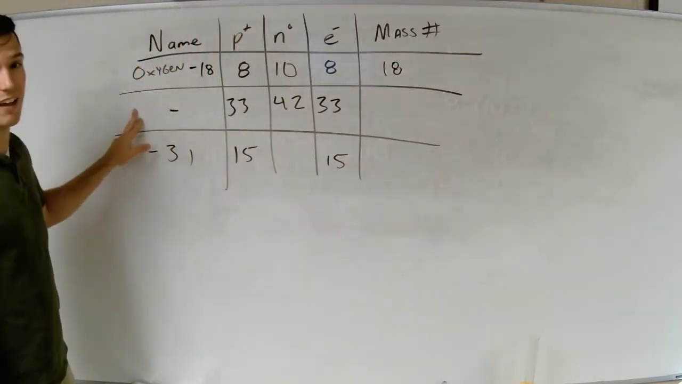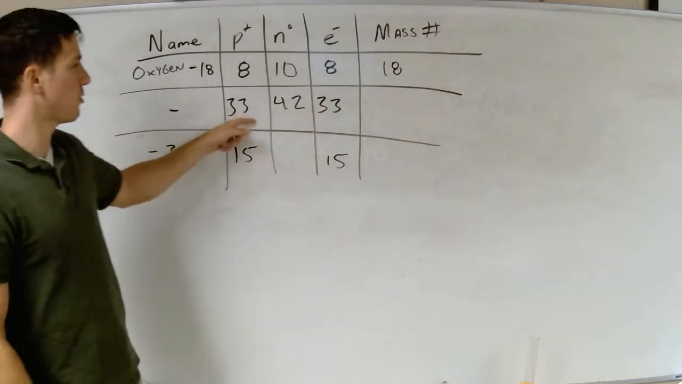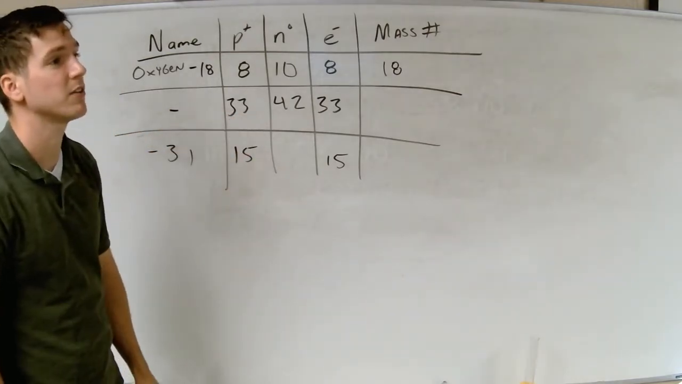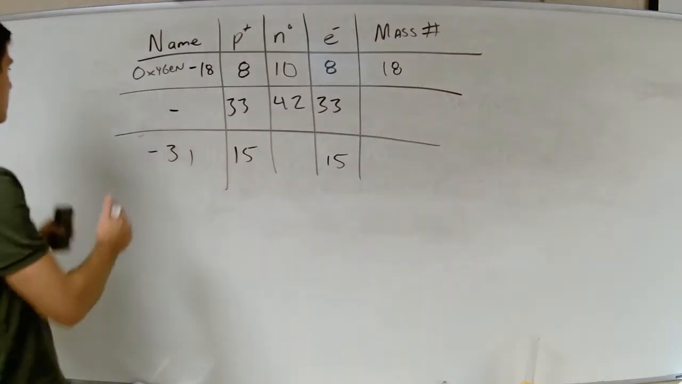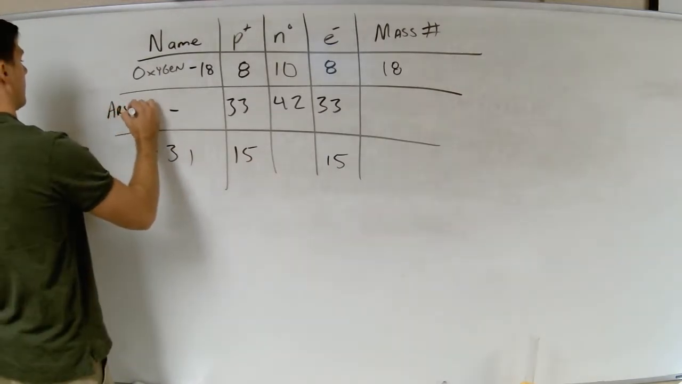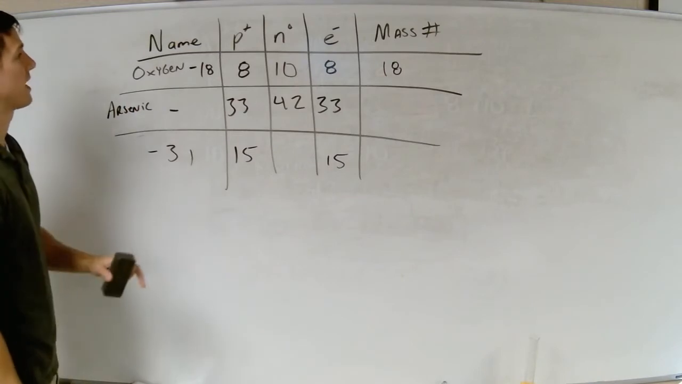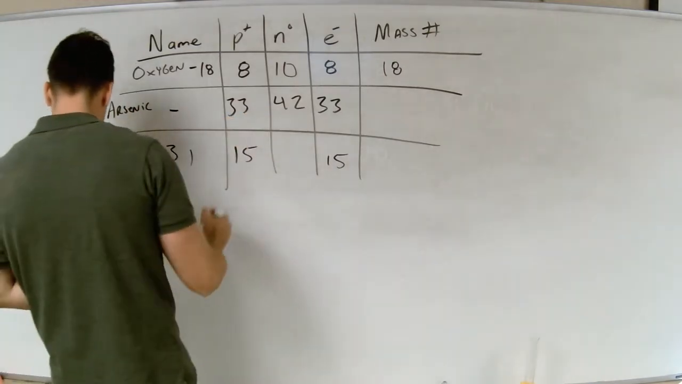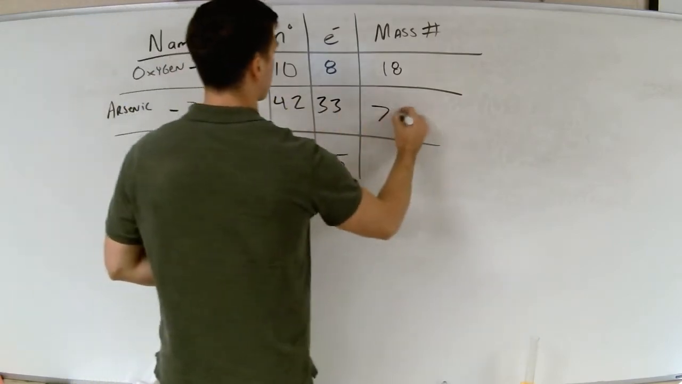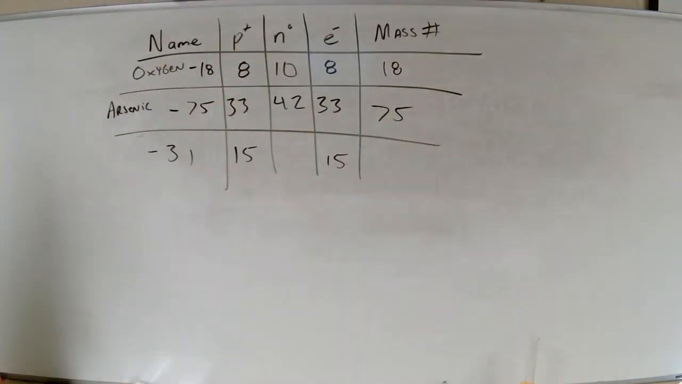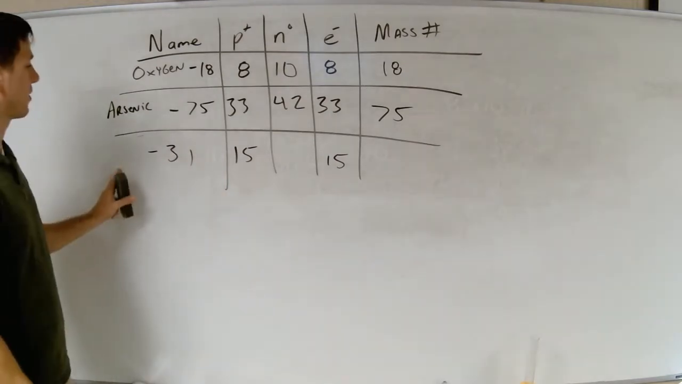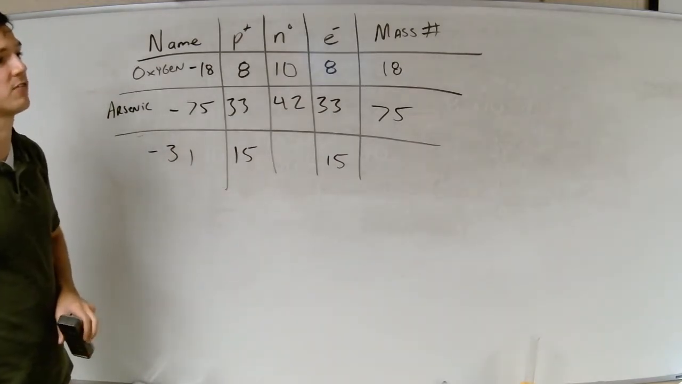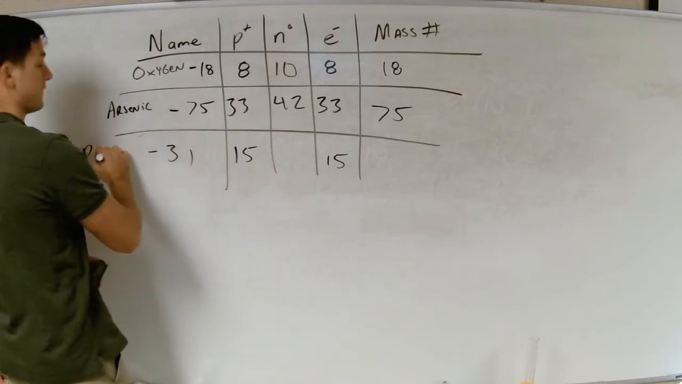Here, I don't even have the element, but luckily I have the protons, which will tell me the element. 33 protons, I look at the periodic table, look at which one has 33 protons, and that's going to be arsenic. Okay, mass number, protons plus neutrons, which is going to be 75 for both of these. And then the last one, again, same deal. We don't have the element, but we do have the protons. And which element has 15 protons? That's going to be phosphorus.